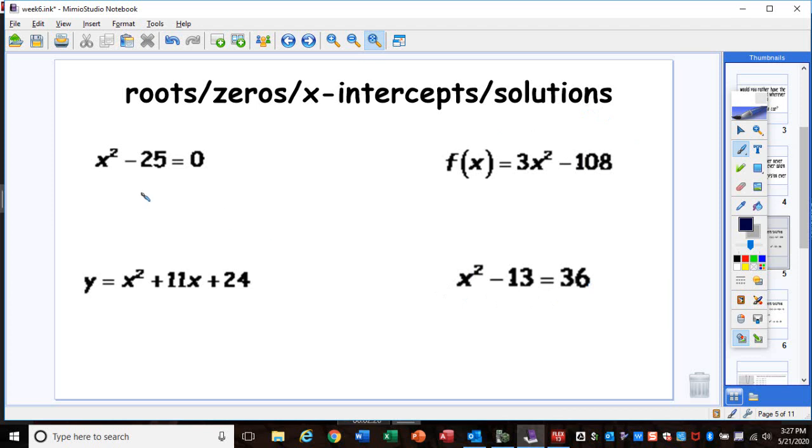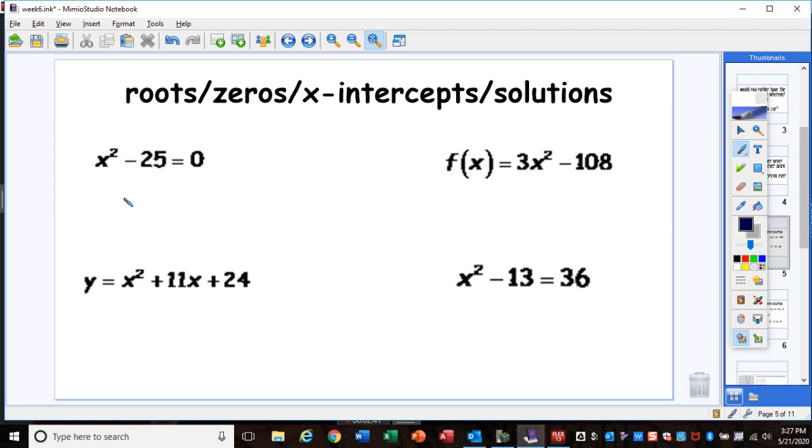Now, you could factor this right now. You could move the 25 over and take square roots. And we all know the answer is 5 and negative 5. What I want to show you is how to do this on the calculator. So this is not going to be a whole lot of writing with parentheses and all that stuff. I'm going to show you how to put each one of these into the calculator.